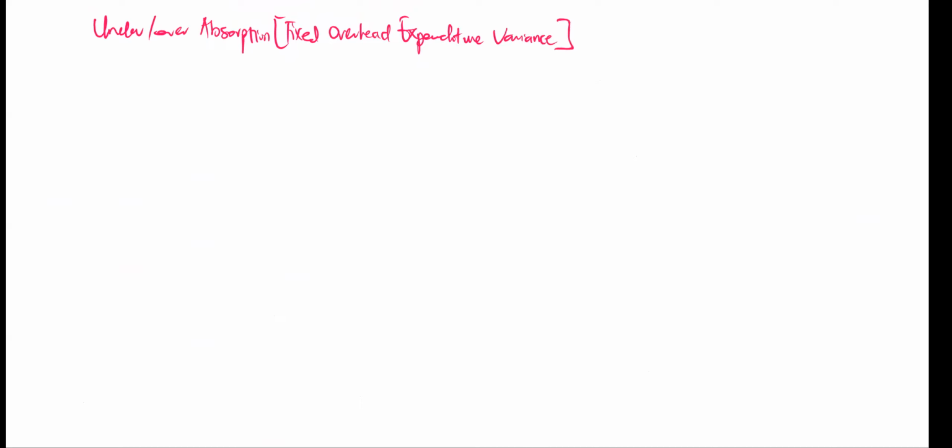So there's one thing I want to introduce you to before we start taking full questions, and that is the concept of under or over absorption. This under or over absorption is actually what we call the fixed overhead expenditure variance. So if you go to the exam and they ask you to calculate the fixed overhead expenditure variance, they're actually asking you for under or over absorption of overheads.